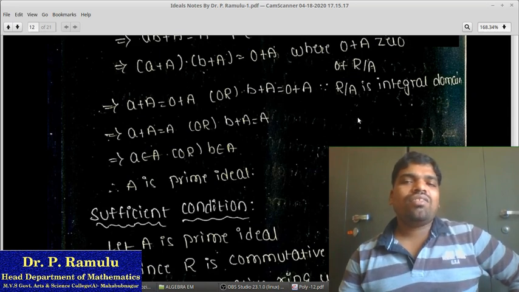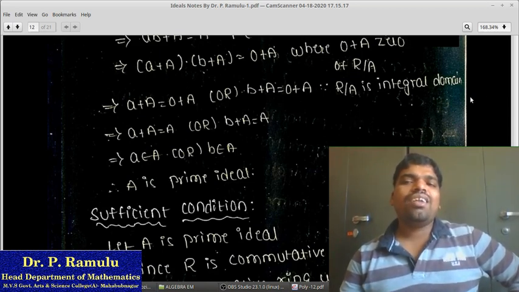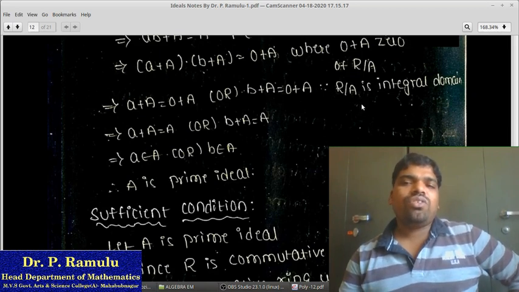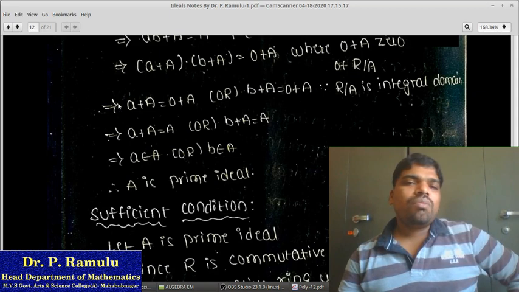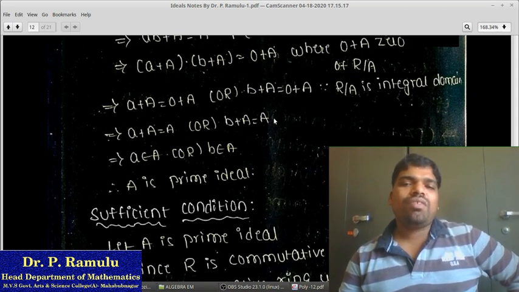Why? Because R/A is an integral domain. Integral domain means that for a, b in R/A, ab = 0 implies a = 0 or b = 0. So that is why (a + A)(b + A) = 0 + A implies a + A = 0 + A or b + A = 0 + A, since our ring is R/A. That is nothing but a + A = A or b + A = A.